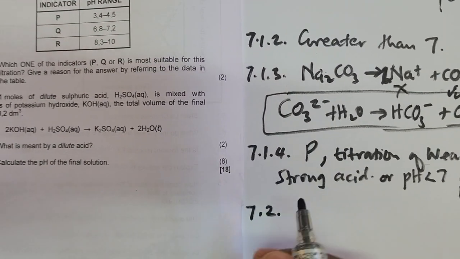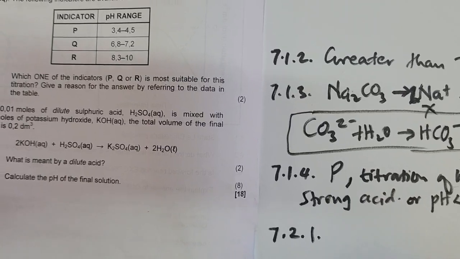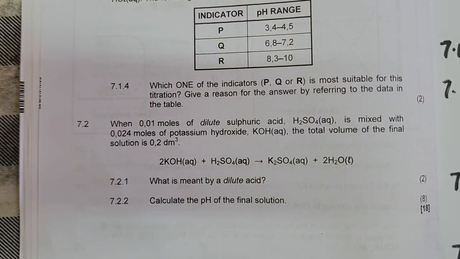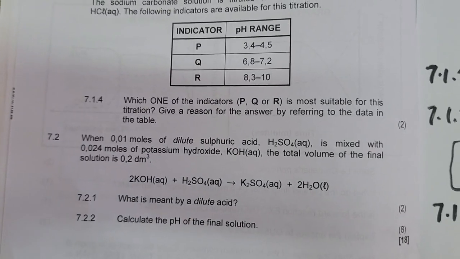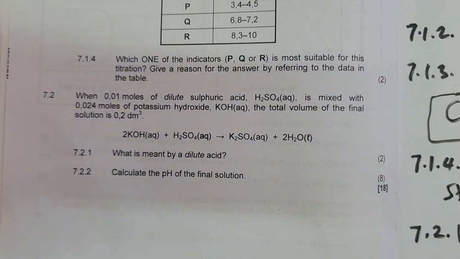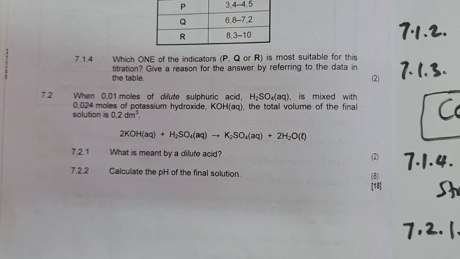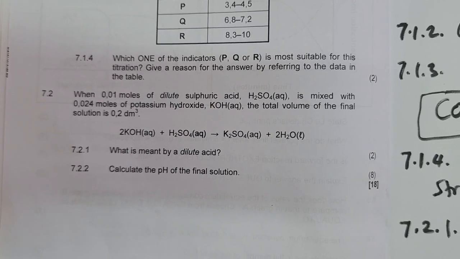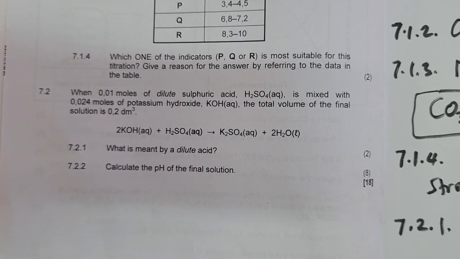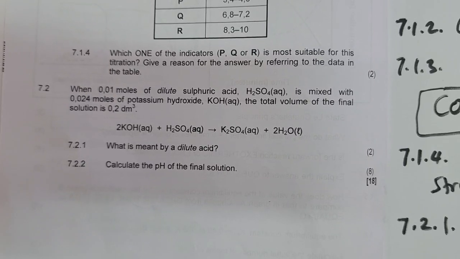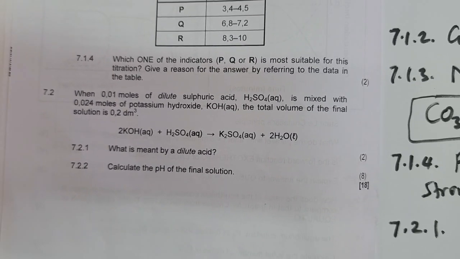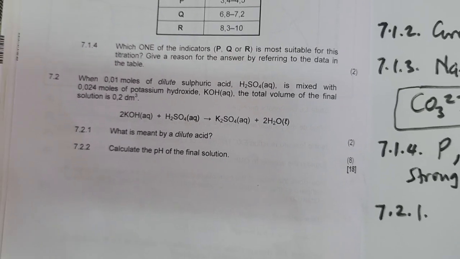7. Let's go and see 7.2.1. When 0.01 moles of dilute sulfuric acid is mixed with 0.024 moles of potassium hydroxide, strong, the total volume of the final solution is 0.2. Find what is meant by dilute acid.